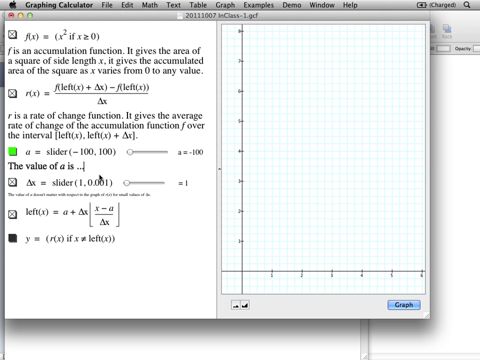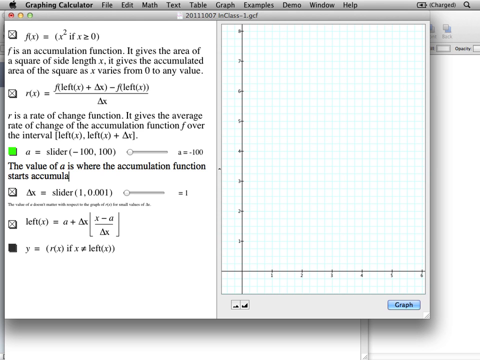Now, A, let's look at the value of A. This isn't entirely accurate, but it's good enough. It's where the accumulation function starts accumulating. Right now, I've got A being 100, or negative 100, I'm sorry. So the accumulation function is starting from way off screen, right? But we're going to be talking about delta X for X starting at zero.